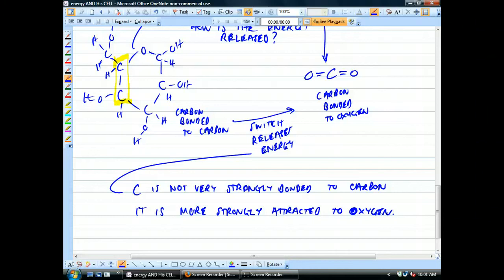So if you want to store energy in a compound, you make a compound that doesn't have very strong bonds. That's how you make it energetic. Right? A compound that has really strong bonds is not a good source of energy, because it's like this here. It's hard to actually separate these two magnets. It takes a lot of energy to separate them, so that's not a good source of energy.